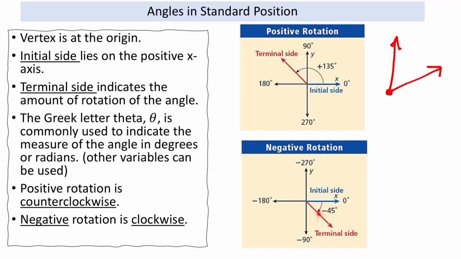Since this arrowhead is pointing in a negative direction, we say this is a negative angle. So we swept through 45 degrees in the negative direction from the initial side to the terminal side. Okay, let's review this one here. We've swept through 135 degrees in the positive direction from the initial side to the terminal side.